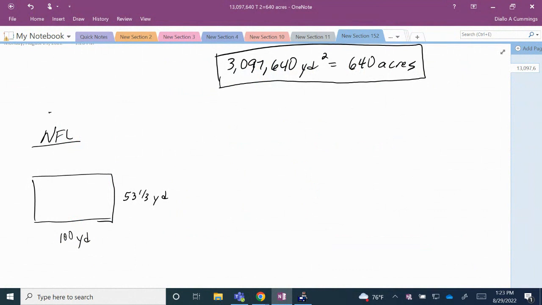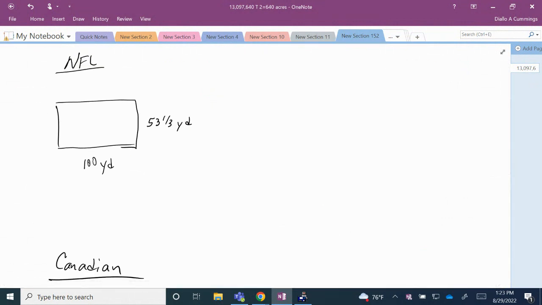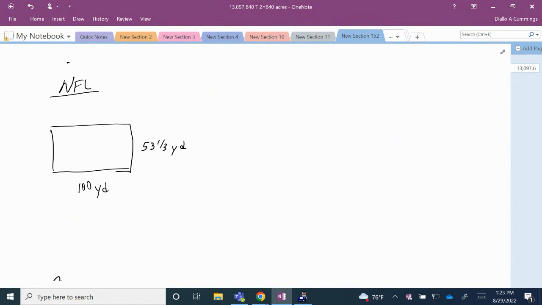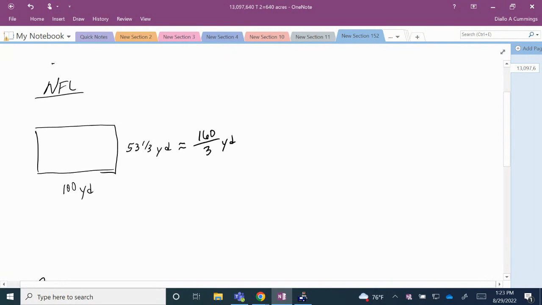First, we'll start off with the fact that 3,097,640 square yards is equal to 640 acres. So first we'll take the NFL and find the square yardage. Before that, I'm going to convert 53 and 1/3 yards to an improper fraction. I multiply 3 times 53 and add 1, and put that back over 3. That's the same as 160 over 3 yards. To find the square yardage, I'm simply going to multiply 100 times 160 over 3.